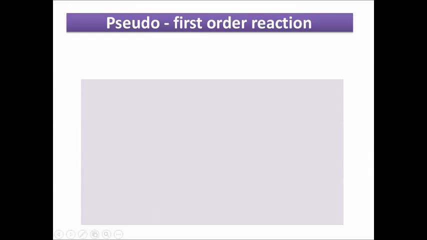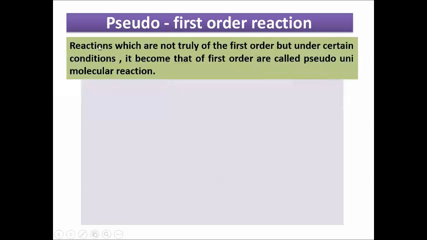Now the next topic is pseudo first order reaction. The word pseudo means false. That means it is not the correct one. Reactions which are not truly of the first order, but under certain conditions become first order, are called pseudo unimolecular reactions, or we can say pseudo first order reactions. Let us see an example.